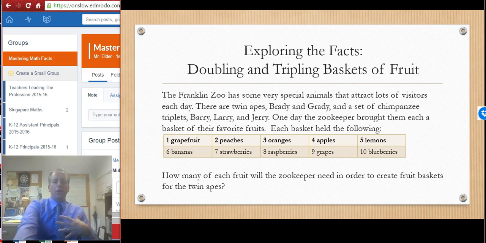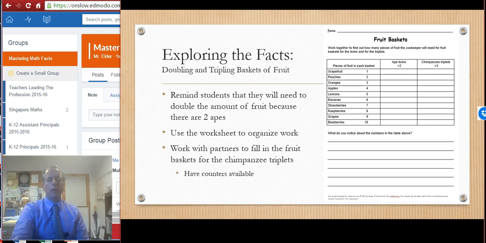So how many of each fruit would the zookeeper need in order to create fruit baskets for the twin apes? Well, what are we doing when we make the kids work with the twin apes? Well, they're each going to need 2 of those things, right? So now we're talking about doubles. And so we have a sheet here to kind of organize kids' thoughts. And again, all these are in the digital downloads from the text, so you can pull those down if you choose to get this resource.